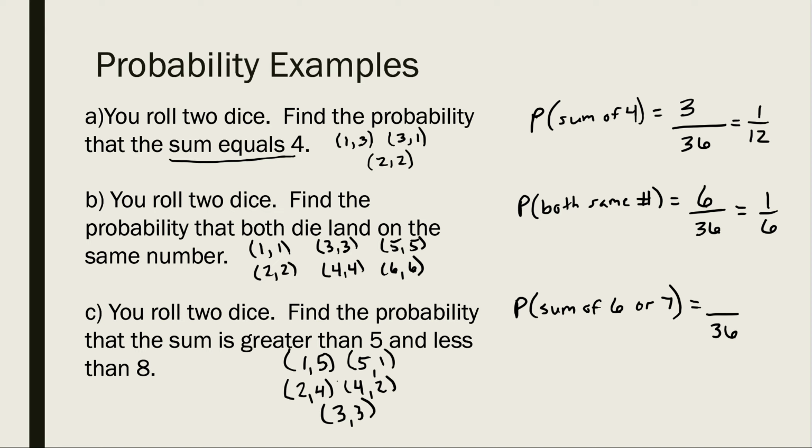All right, what about a 7? I can do a 1 and a 6, a 6 and a 1, a 2 and a 5, a 5 and a 2, 3 and 4, 4 and 3. All right, so count the number of outcomes that meet the condition. So we have 5 and 6, we have 11 outcomes, and 11 over 36 does not reduce. So the probability of rolling a sum of 6 or 7 is going to be 11 out of 36.